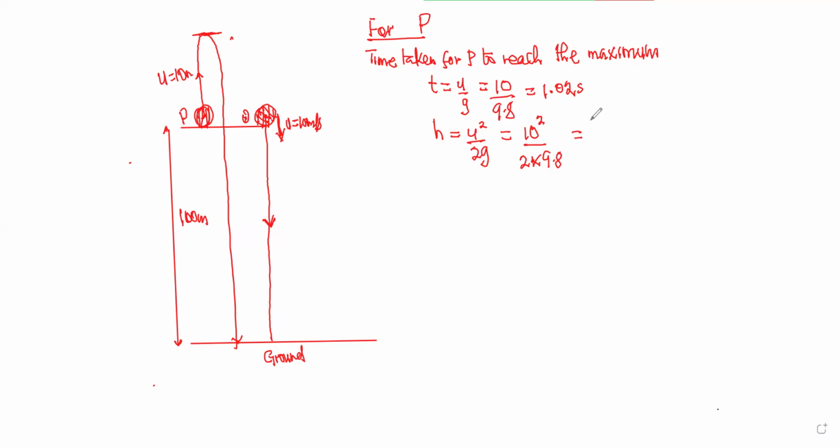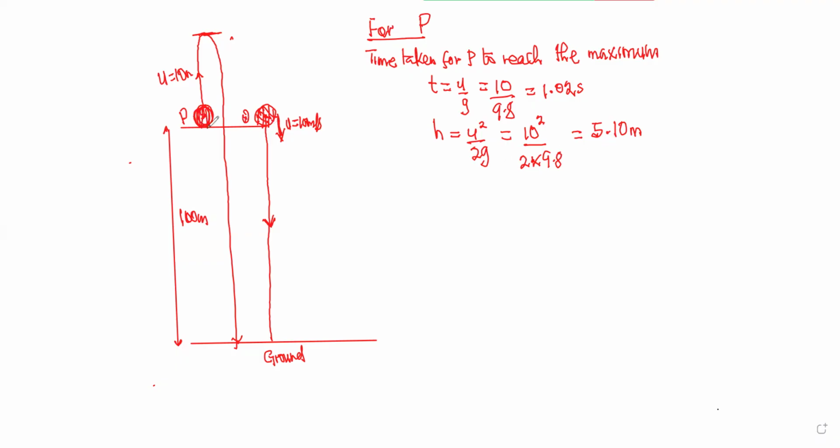10 squared divided by 2 times 9.8 is 5.10 meters, meaning the maximum height traveled from the point of projection of P and Q would be 5.1.